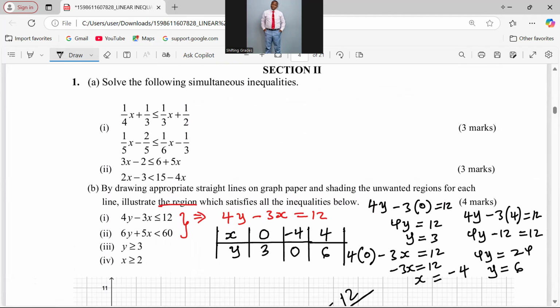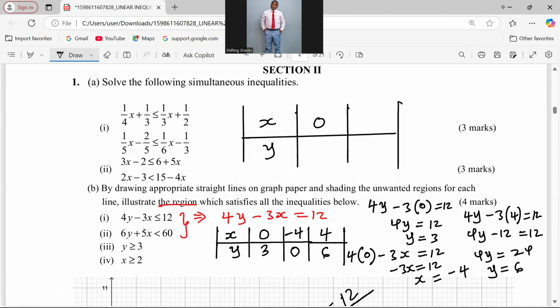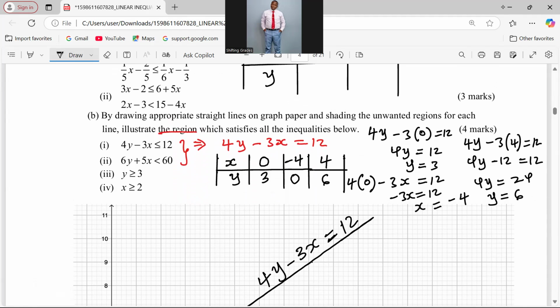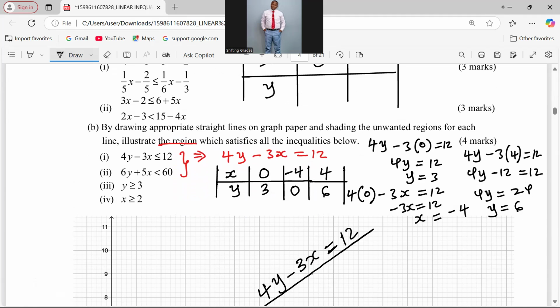Second line now. I hope this one will accommodate the intercepts. For the second line, we are supposed to talk about values of x and values of y, but let me do the table here. I only need x and y. Then when x is 0, what will be the value of y according to the second equation? Remember, the second equation should be translated to 6y plus 5x equals 60.